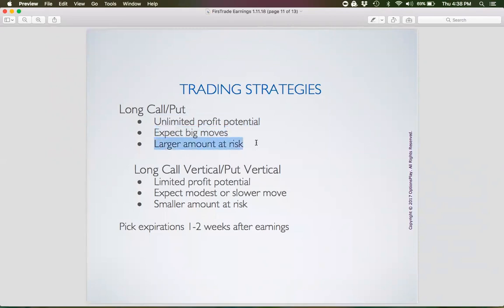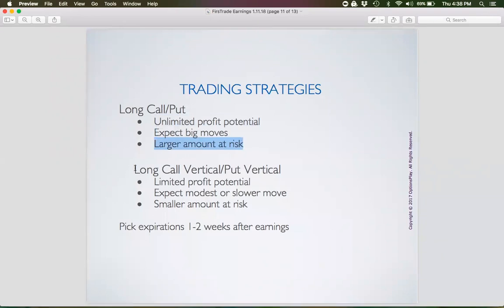However, this strategy does put a larger amount of capital at risk. Actually, the largest amount of capital at risk. In order to get this unlimited profit potential, you have to pay for it, and you're paying for it by just buying a call or a put.